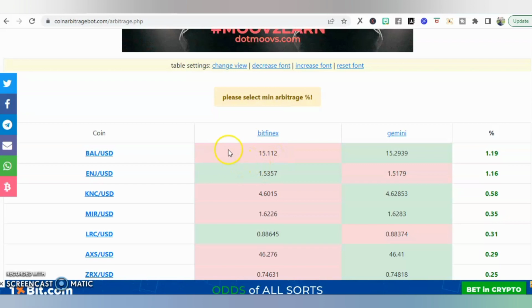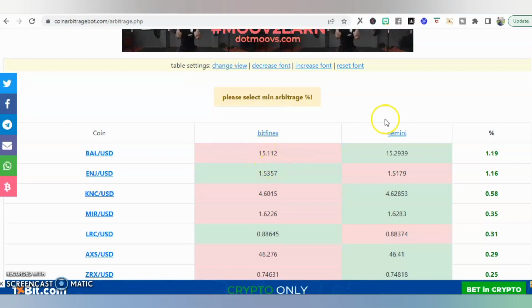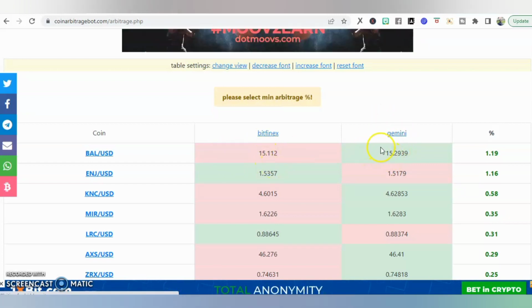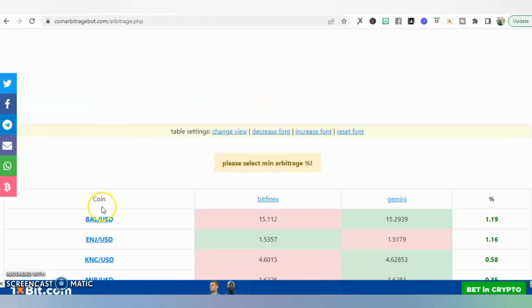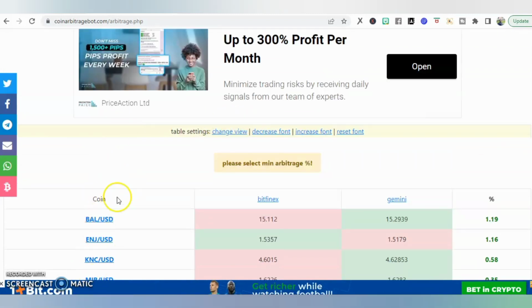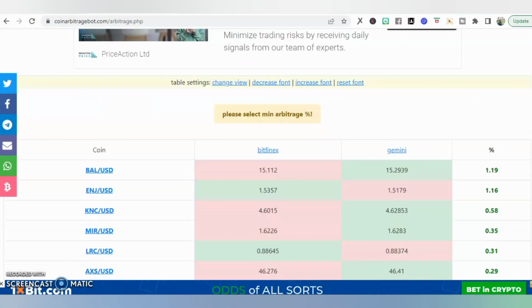The one marked in pink shows where you can buy, and the one marked in blue shows where you can sell. So these are the coins that the arbitrage opportunities opened, and these are the exchanges that we selected earlier. So for example, for this BAL, you buy it at Bitfinex at this price, then you sell it at Gemini at this price for 1.19%.